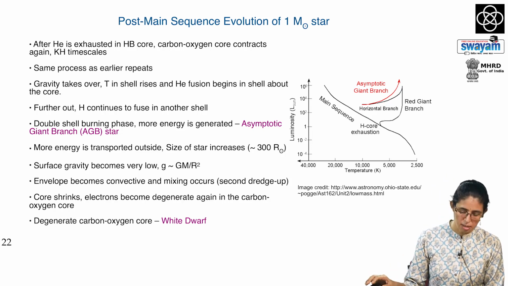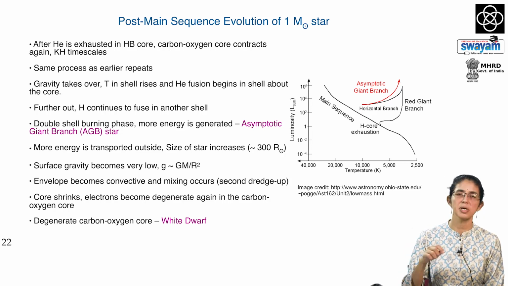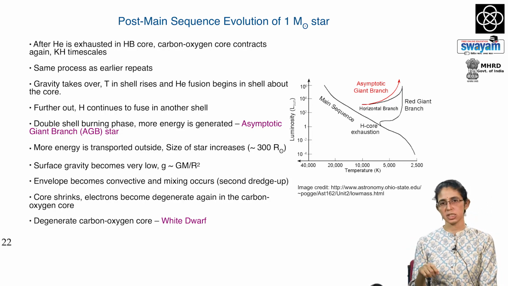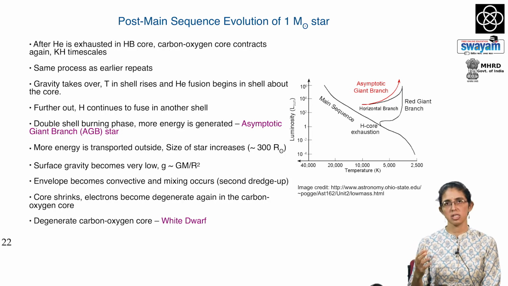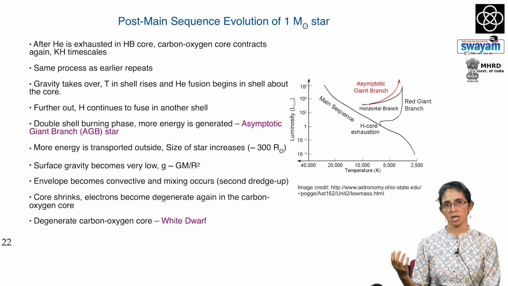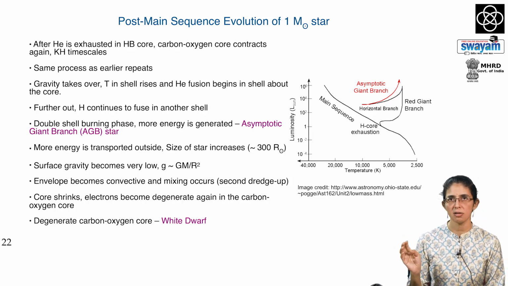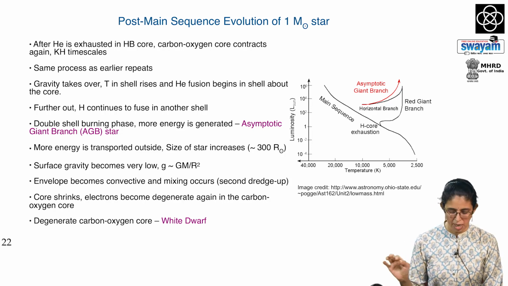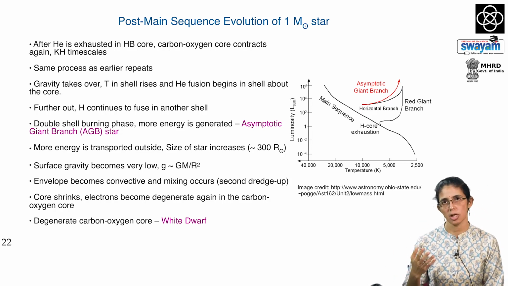And again in this process, there is more energy production because of the double shell burning phase, that is the helium burning in a shell as well as the hydrogen burning in another shell outside. A large amount of energy is being transferred outside, and this causes the size of the star to increase by orders of magnitude, and this phase is known as the asymptotic giant branch phase. In the case of the sun, the size of the star can become as large as 300 solar masses. Now, the surface gravity becomes again very low, and there is a lot of mass loss which is happening. The envelope becomes convective again, and again there is a mixing of matter which occurs, and this is known as the second dredge up.